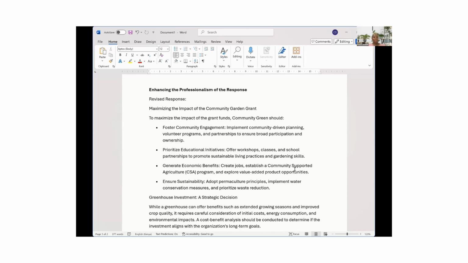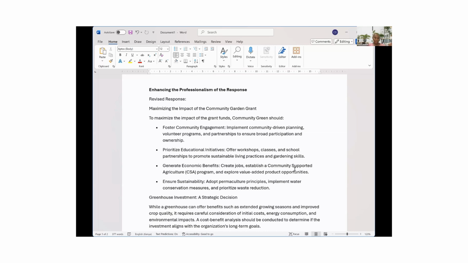Now, in most cases, we find that the funds are not enough. So we can even bring in more partnerships so that we can ensure there's broad participation. And even in terms of the finances, the partners can come with other resources. And then prioritize educational initiatives.